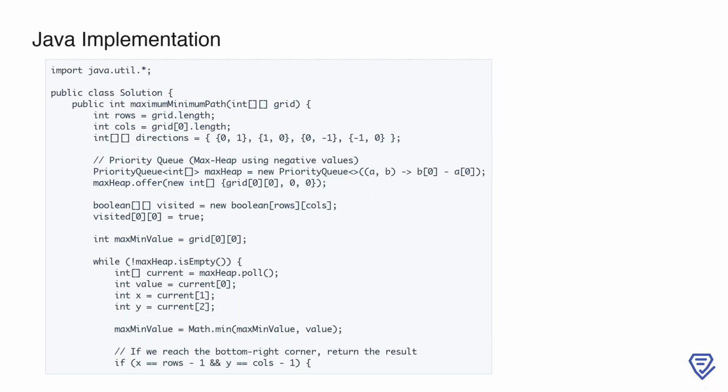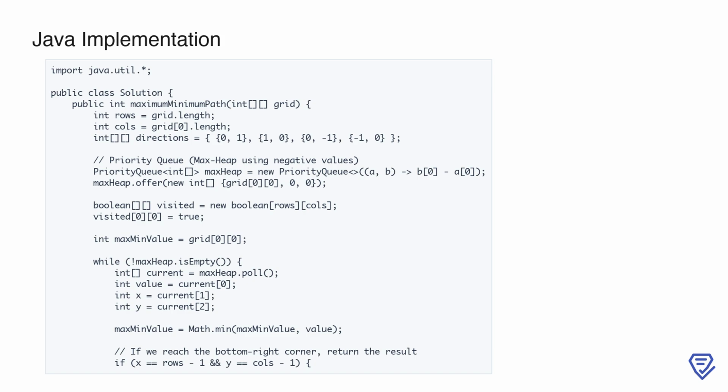Here, we are implementing the solution for the path with maximum minimum value problem in Java. We start by importing necessary utilities and defining the Solution class. Inside the maximumMinimumPath method, we take a 2D grid as input and calculate the number of rows and columns. We then define the 4 possible movement directions: right, down, left, and up, using a directions array. To help us efficiently find the optimal path, we use a priority queue, implemented as a max heap. Since Java's priority queue is by default a min heap, we simulate a max heap by storing negative values and define a custom comparator to prioritize larger values.